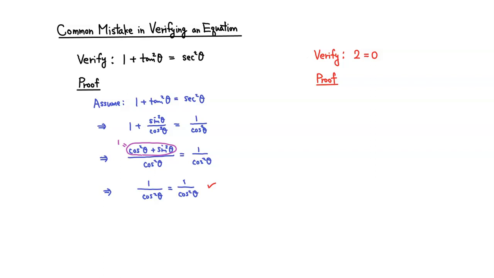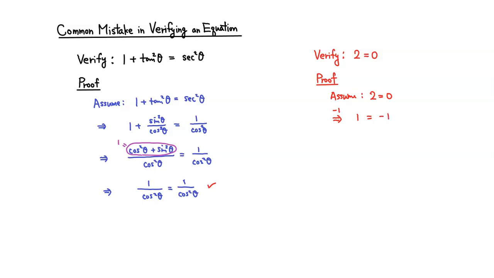let's try to verify 2 is equal to 0. Obviously, this is not a true statement. We shouldn't be able to verify it. But let's use the same method here. So assume what we're trying to prove: 2 is equal to 0. Then we can reduce it to something that's true. So we can maybe subtract 1 from both sides. So 2 minus 1 is 1, and 0 minus 1 is negative 1.